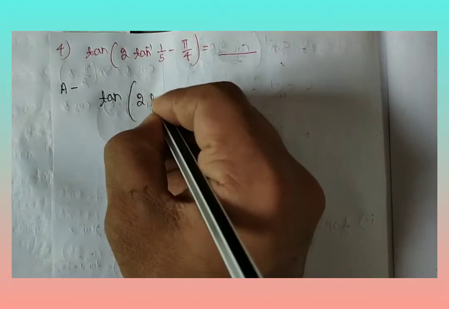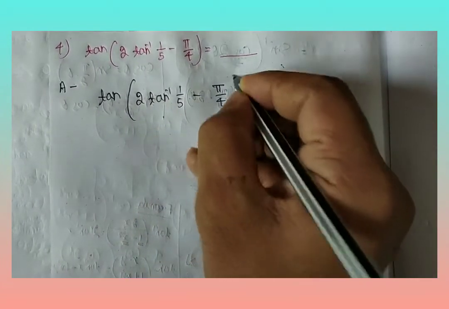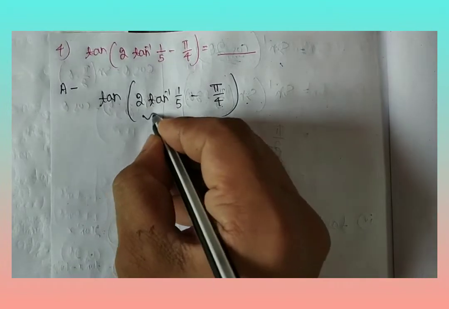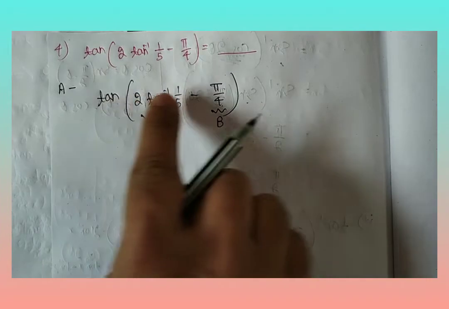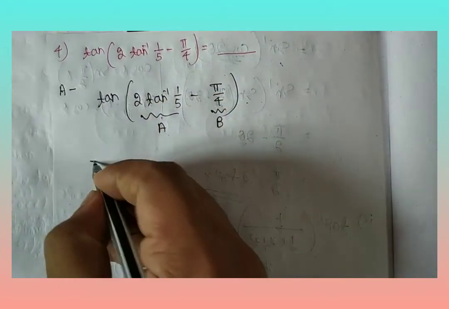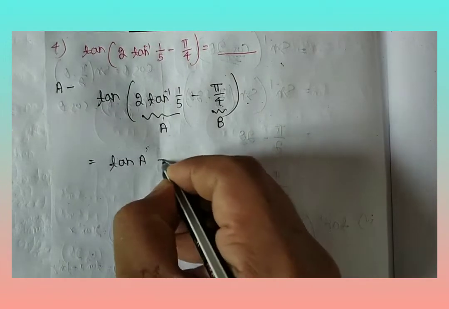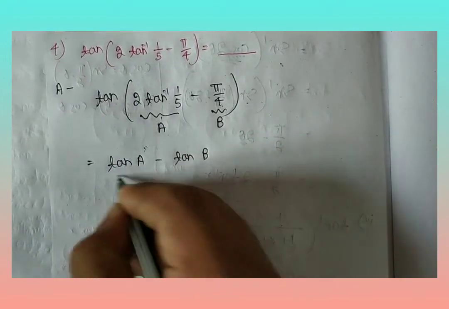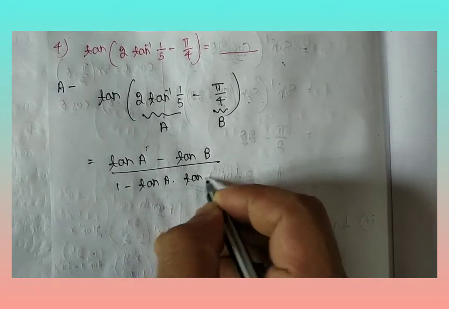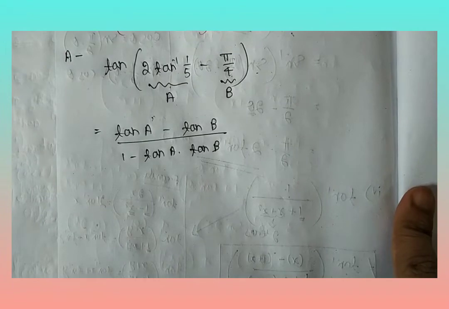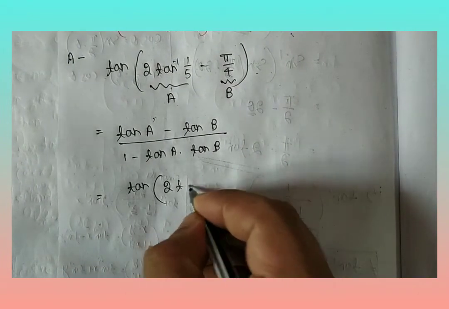Next question. Find the value of this term. Tan of 2 tan inverse 1 by 5 minus pi by 4. Take this term as A. Take this term as B. Tan A minus B formula. What is the formula? This is equal to tan A minus tan B divided by 1 plus tan A into tan B. Now put the value of angle A and angle B.